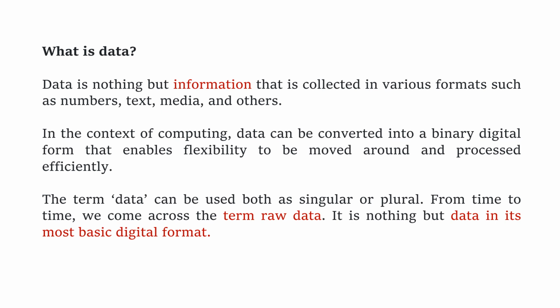Before seeing what is a database, we can see what is data. Data is nothing but information that is collected in various formats such as numbers, text, media, and others. In the context of computing, data can be converted into binary form that enables the flexibility to be moved around and processed efficiently by a machine. The term data can be used both as singular and plural. From time to time, we come across the term raw data. This raw data is nothing but data in its most basic digital format.